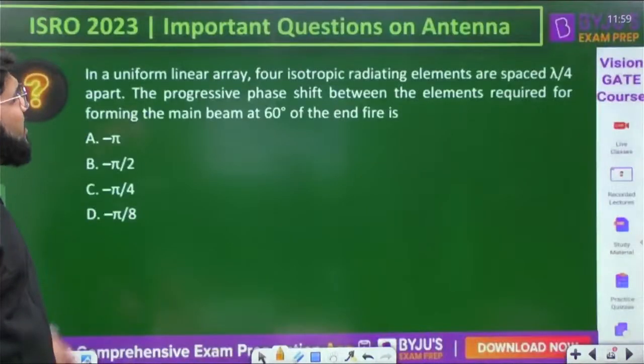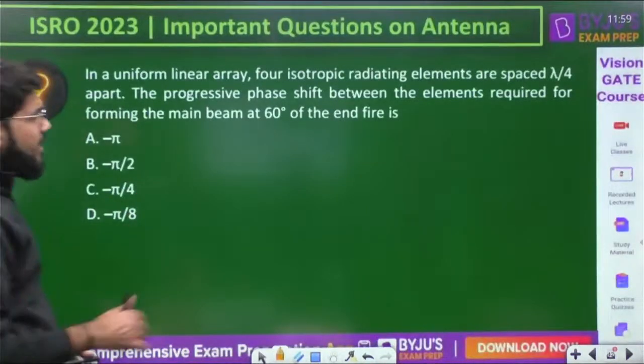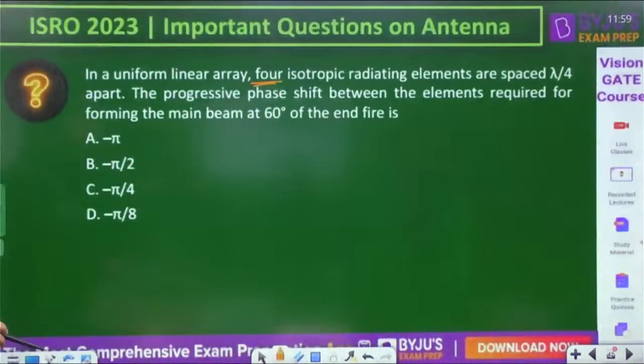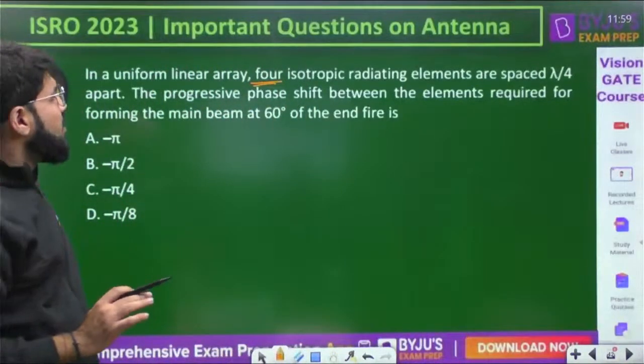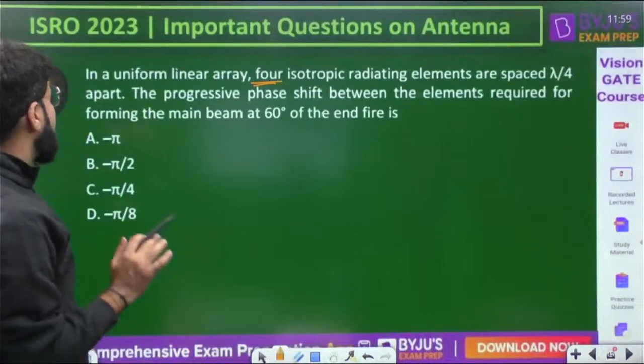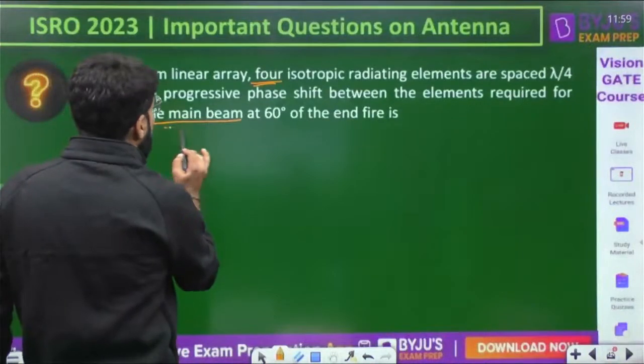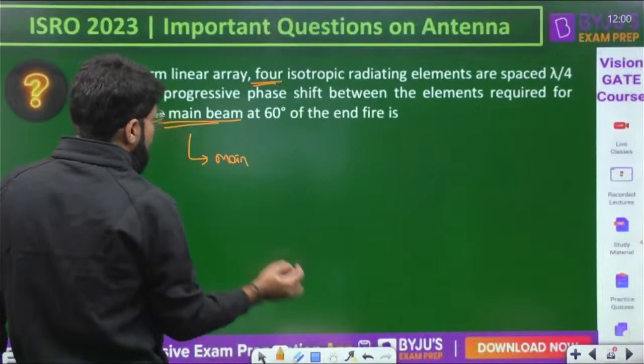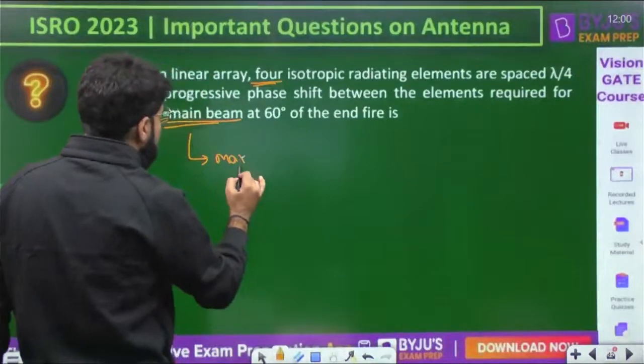In a uniform linear array, 4 isotropic radiating elements, again 4 antenna elements are given to you. Again on the antenna array, they are spaced lambda by 4 apart. The progressive phase shift between the elements required for forming the main beam at 60 degrees off the end fire. Main beam, that is the maxima.